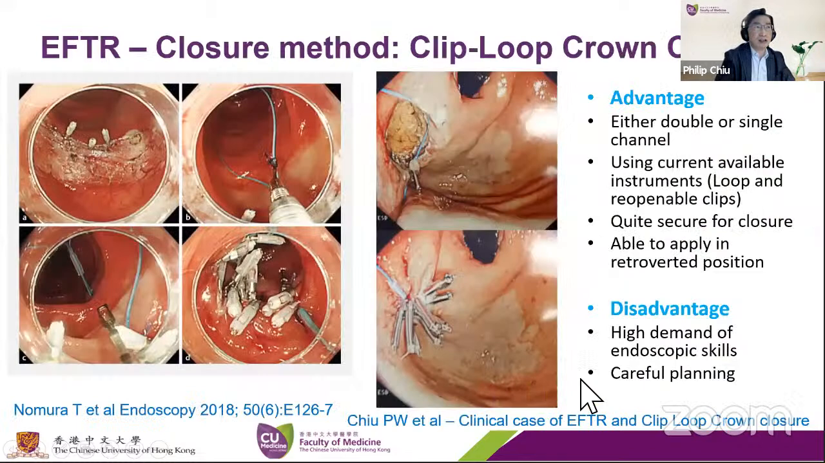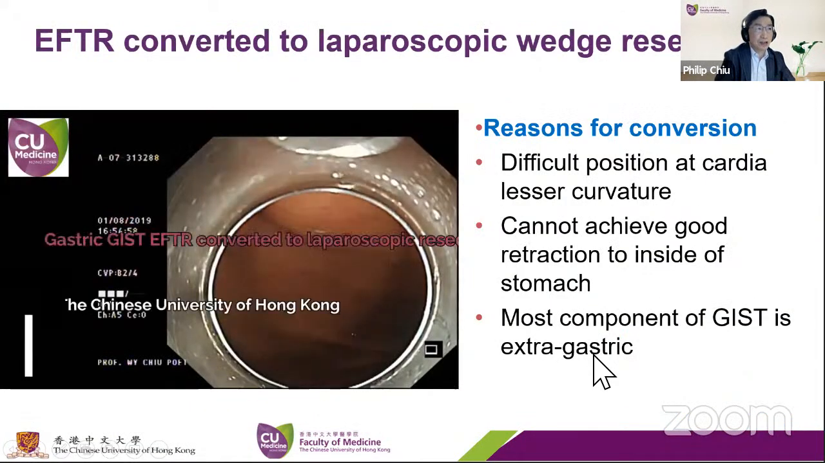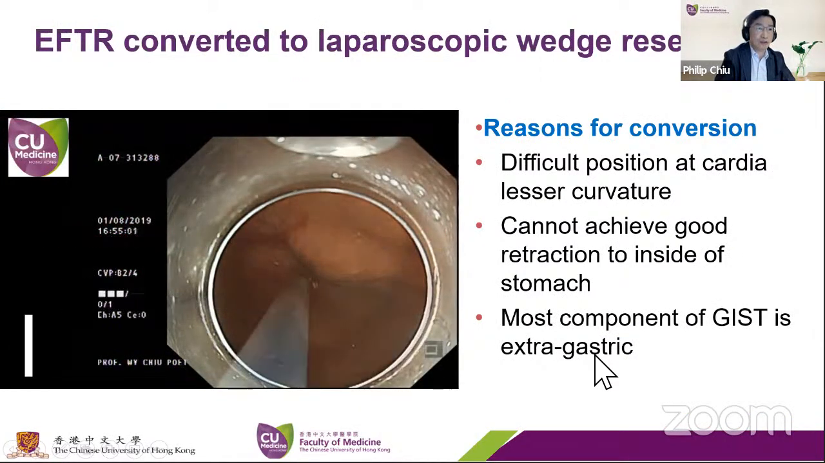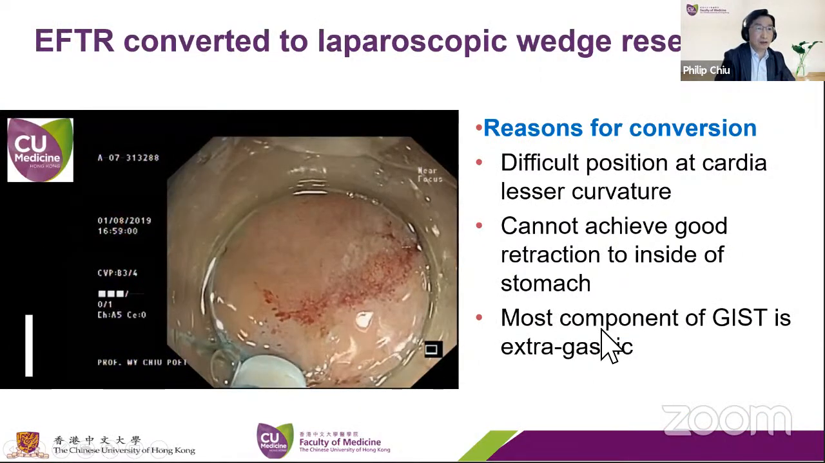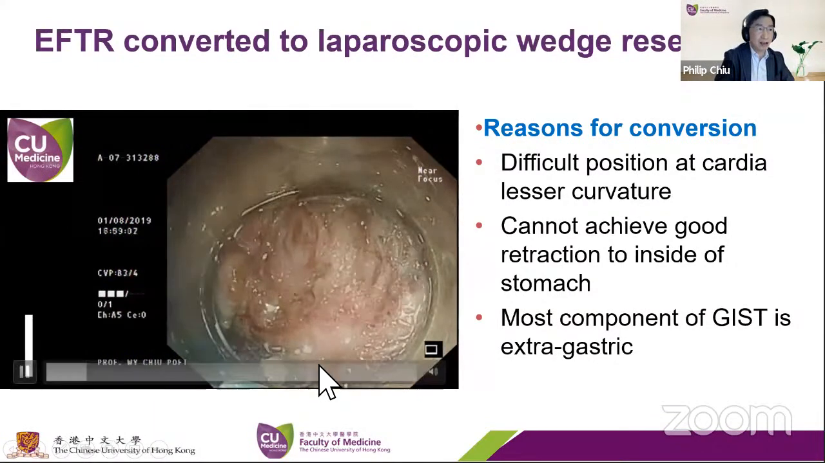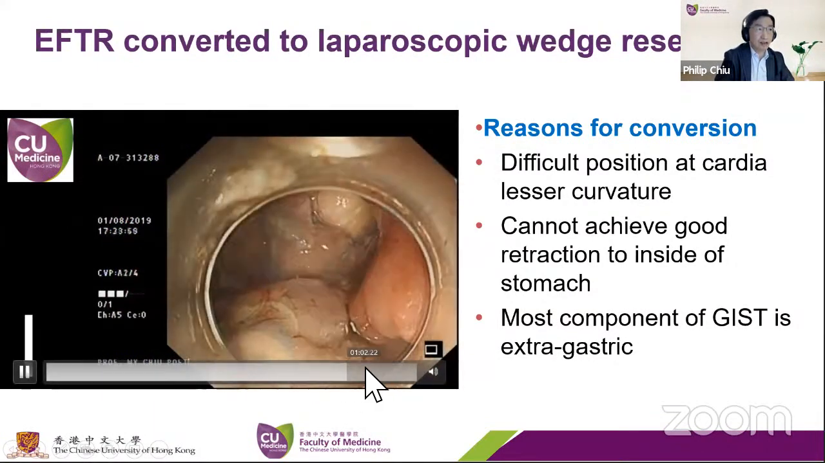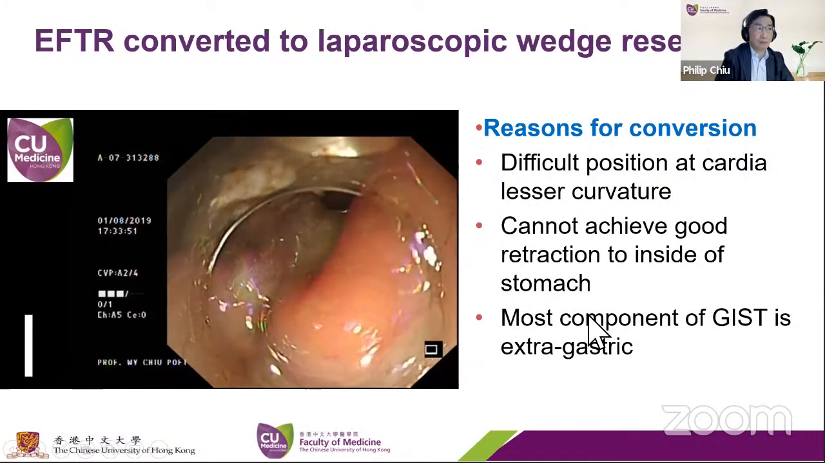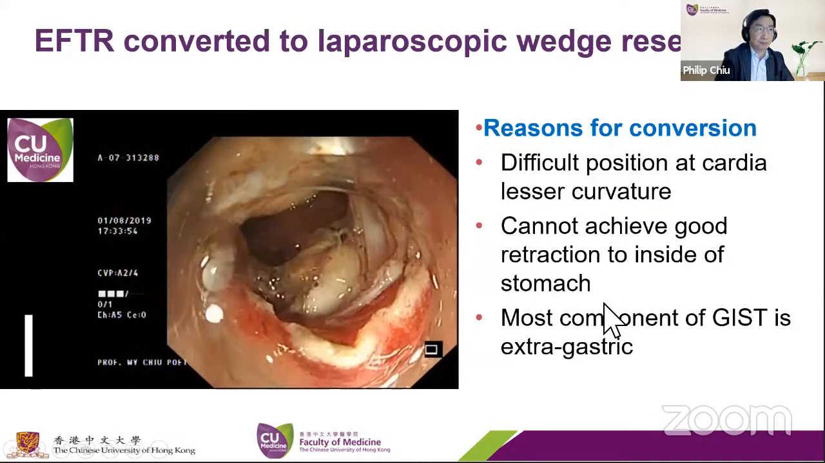But if we don't have the Apollo OverStitch, then you can also consider the use of the clip and loop closure. And I think this is also very secure, especially in the location of the tumor, like at the cardia or even at the proximal fundus, where the Apollo OverStitch cannot reach that location. So some of these lesions need the conversion. So for example, if most of the component of the GIST is outside the stomach, then I think probably the best choice is to convert into laparoscopic endoscopic collaborative surgery, like in this case.